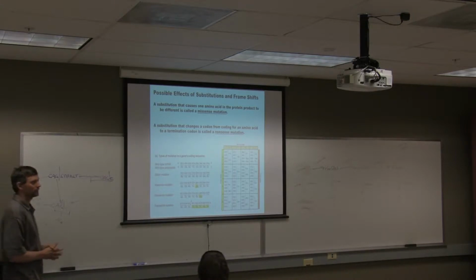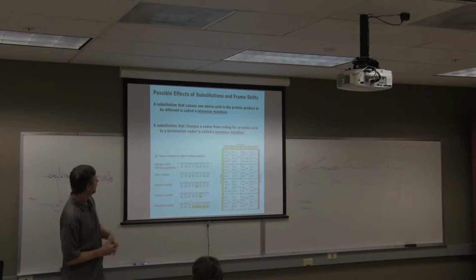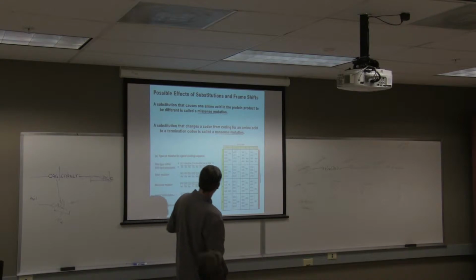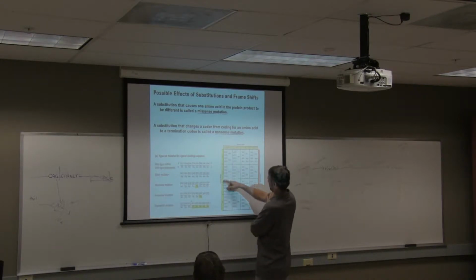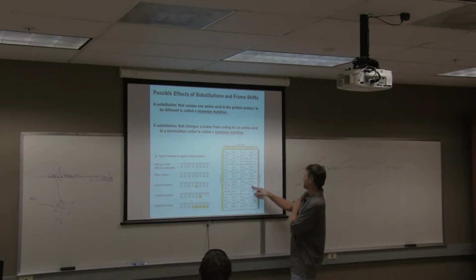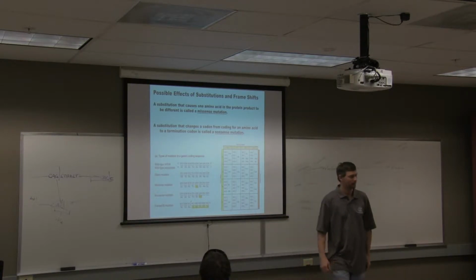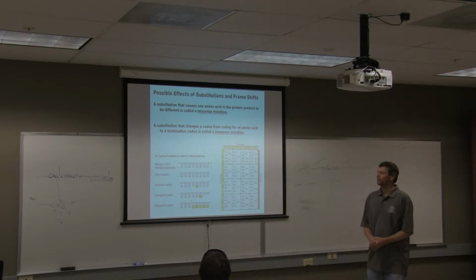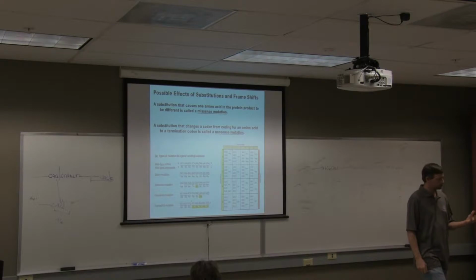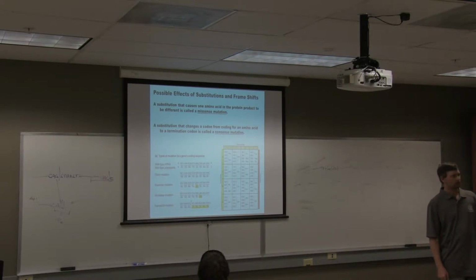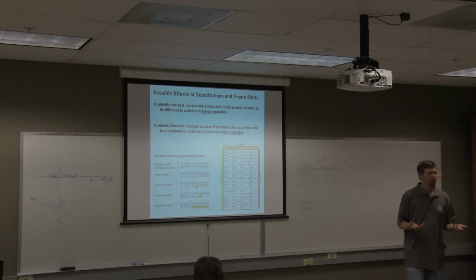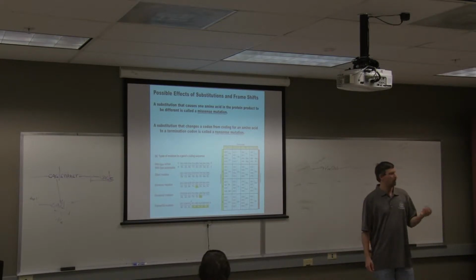So, a missense mutation. Oh, here it is. I got the code right here. ACG, AGC, AGC, or serine. My bad. Anyway, a missense mutation is when you change one nucleotide, you substitute one nucleotide, and you get a different amino acid in it. Right? And a nonsense is when you convert a codon that codes for an amino acid into a termination codon.